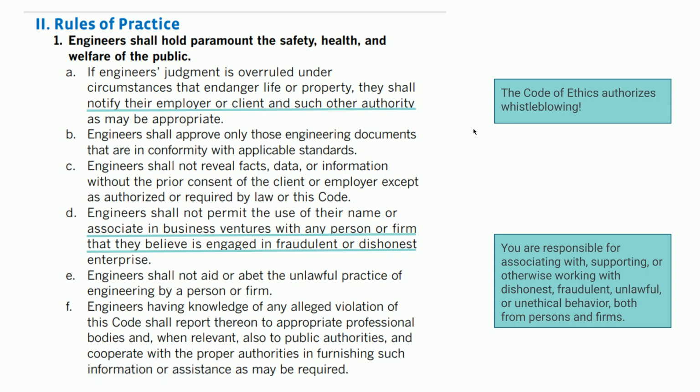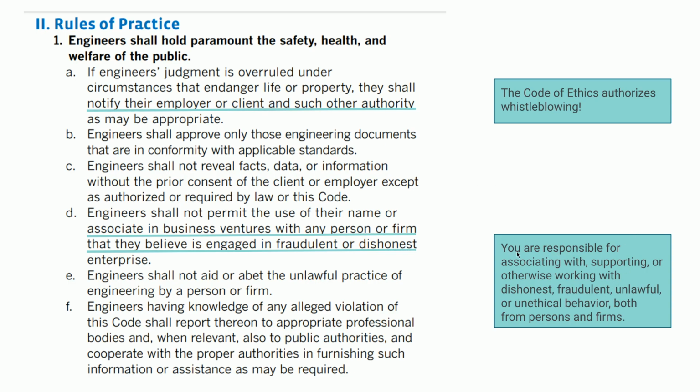As we've already seen a couple of lessons ago, these rules strongly encourage engineers to blow whistles when they feel that there's some threat to the public health, safety, and welfare, even when that requires going against maybe your employer or client's interests, or other such authorities may be appropriate.